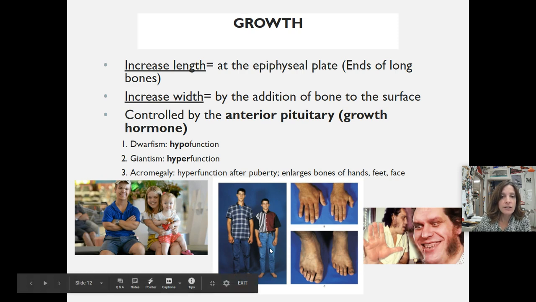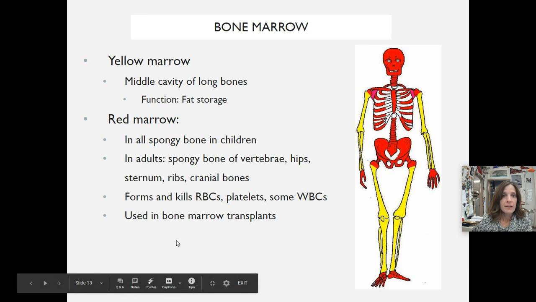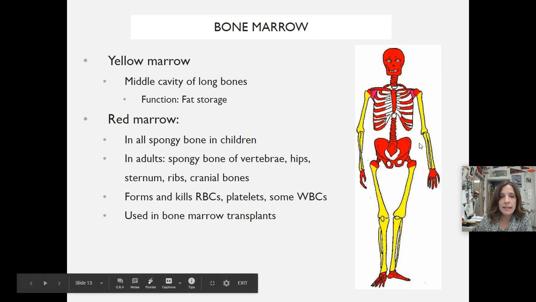And then here is a picture of giantism versus an average sized person, and then this is dwarfism. Okay, so bone marrow. You have yellow and you have red. So if you look at the yellow, it's going to be in the middle of all your long bones. And the function there is fat storage.